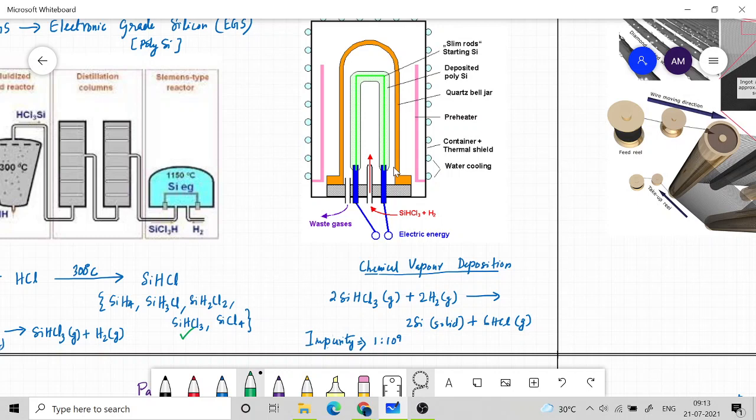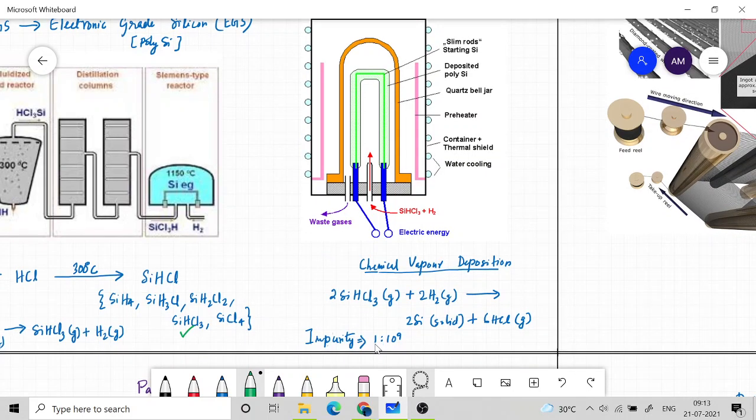This deposition will grow, so the thickness of this rod will grow, maybe starting with less than a centimeter diameter, but it will finally end up at some 20 centimeter diameter, etc. So you will get a big diameter rod of polysilicon. The purity of this is very high. As I told you, it is like 1 part per billion, 1 in 10 raised to 9. So it's highly pure silicon, and that is what we call electronic grade silicon.